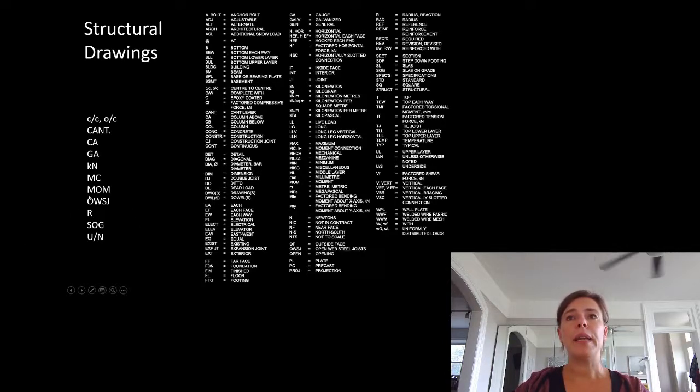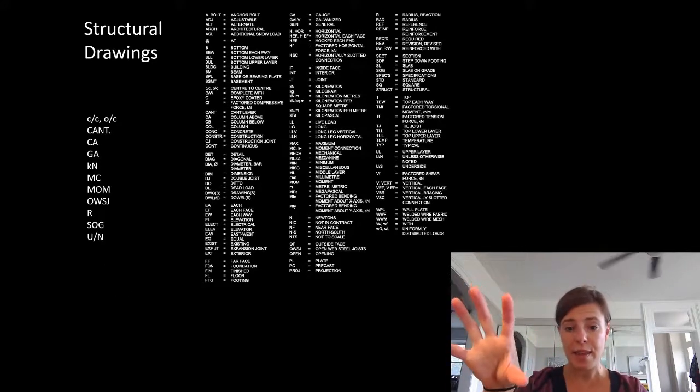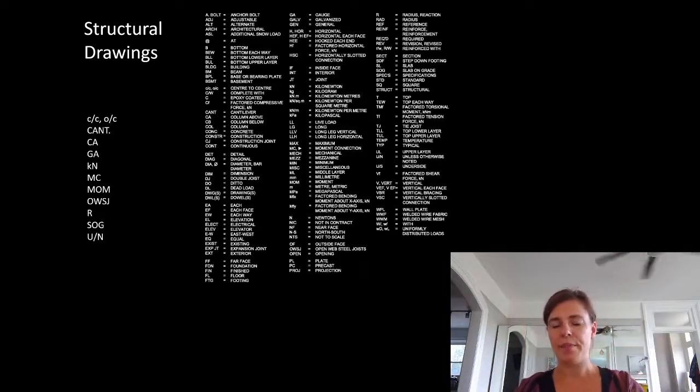R would often mean, it depends. Usually we're talking about a reaction. It could mean radius depending on the context. So sometimes you have to be smart and look at what we're talking about. SOG is slab on grade. We're going to do some stuff with slab on grades at the end of the term. I usually have a question on the exam involving a slab on grade that we'll learn in the last lecture. And UN, unless noted. So often we'll say TYP unless noted, so typical. Unless noted means this is the way it is everywhere in the project unless we have another note. So if you don't see anything beside it, we want this done.